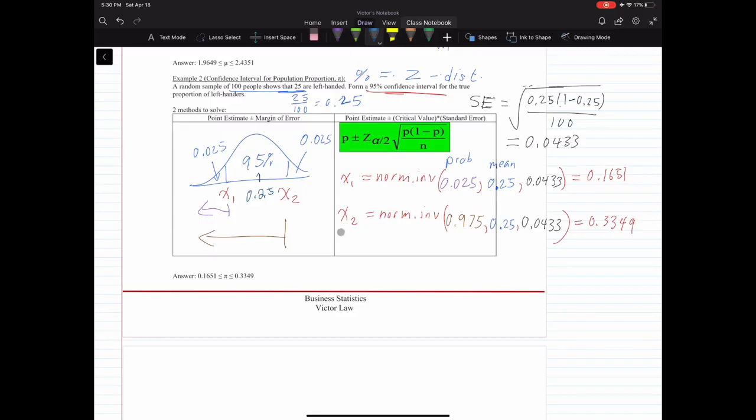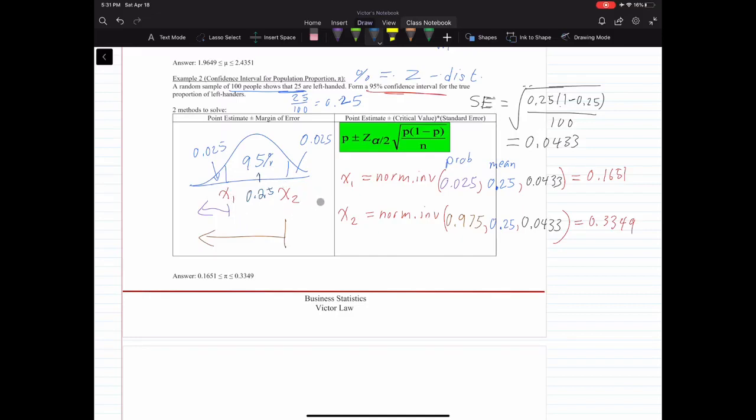And because this is symmetric, that means our alpha is 5%. So we take the 100% minus the 95. That gives you the alpha. Alpha is 5%. So alpha divided by 2 will give you the area on each side, which is your 0.025. That's your alpha over 2 on each side. So once we understand the diagram, we know that we're looking for x1 and x2.